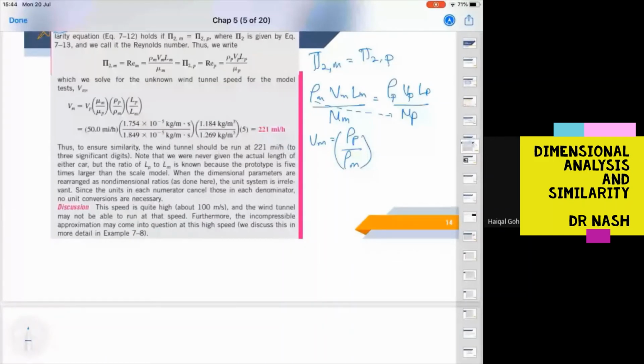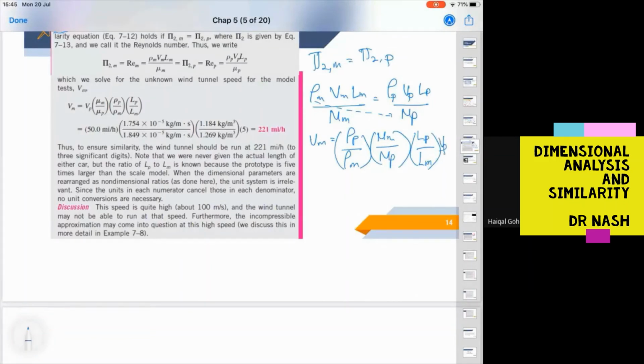And then what else? Nu. No, VP tak ada. Kita letak kat tepi. Kita letak lagi, okay, nu M. Ni pergi atas lah. Nu model over nu P. And then kita letak lagi LP over LM. And then definitely VP. Okay, then easy lah.